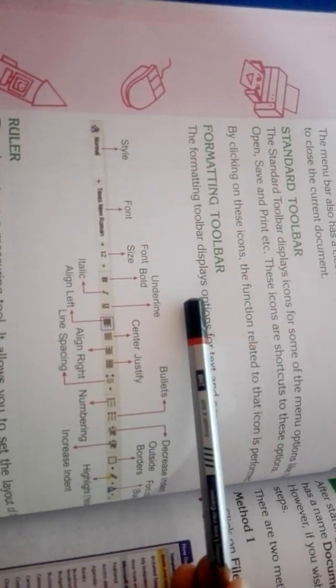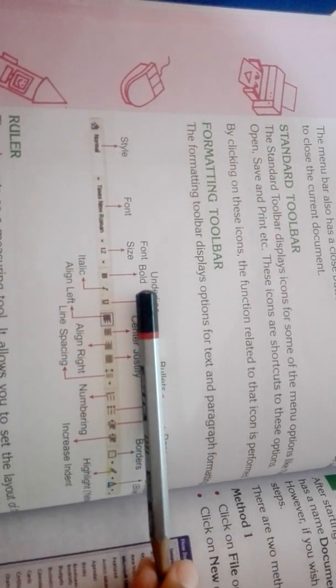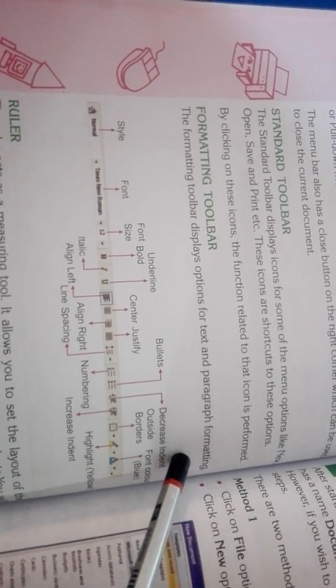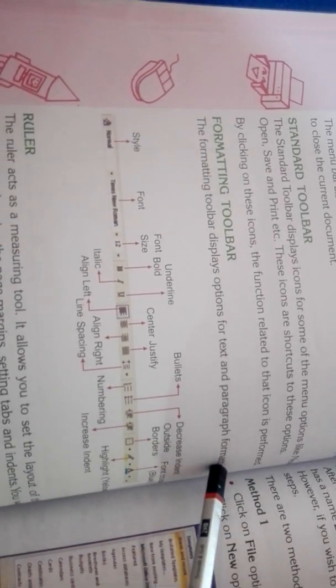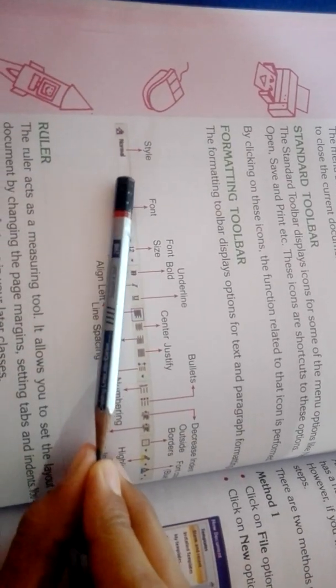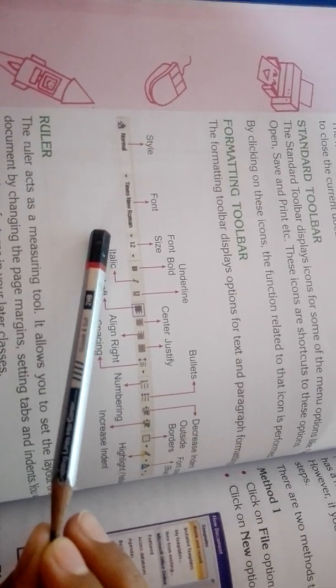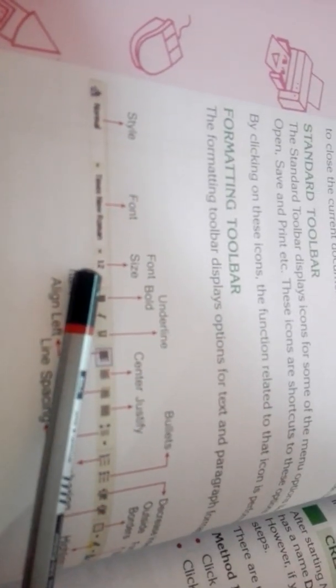Next is formatting toolbar. The formatting toolbar displays options for text and paragraph formatting. Here is the style of font. Here is the font. You can say which kind of font will be used, size of font, and then it can be bold, it can be underlined, at which position it can be, and in this way we will do this in our practical class.